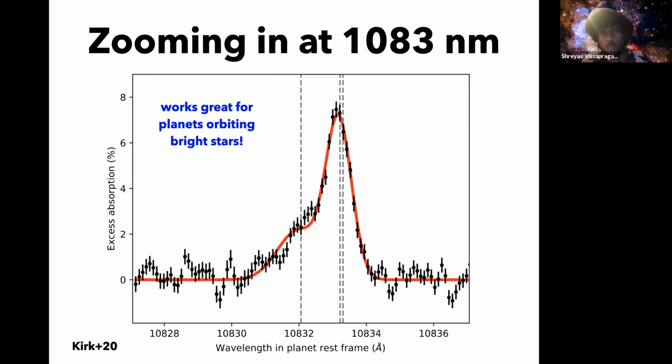So when you have planets orbiting bright stars, this technique works great. You can take all those photons and break them up as a function of wavelength, and monitor what that spectrum does over time to make beautiful plots like this.